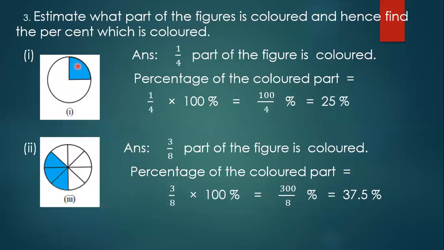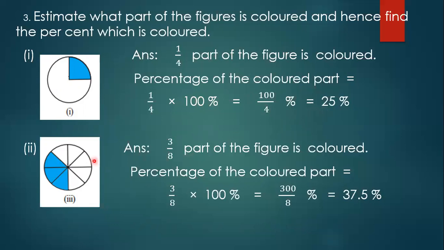So how much part of the figure is colored? 1 upon 4. So 1 upon 4 part of the figure is colored. For converting into percentage, 1 upon 4 multiplying it by 100. We'll write 1 into 100, 100 by 4. And on division, you will get 25%.